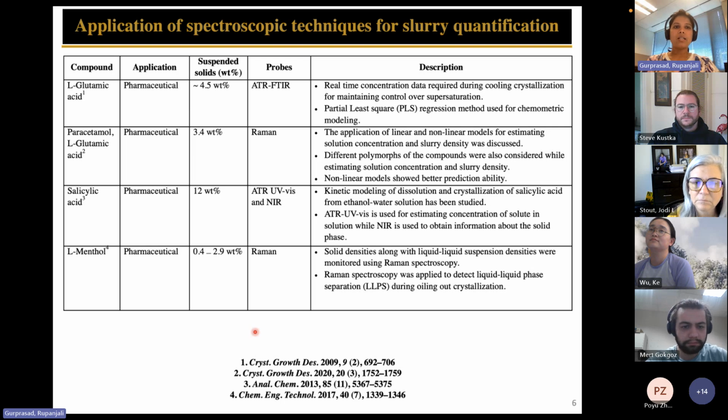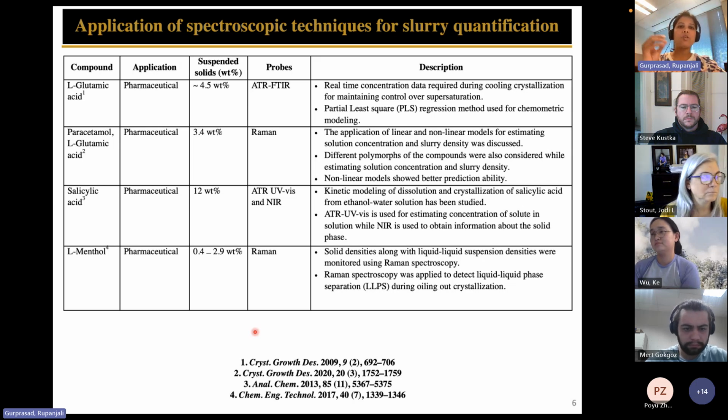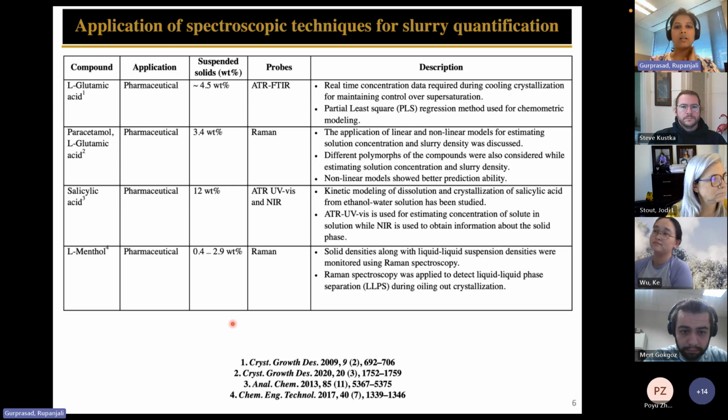Before we started to apply these spectroscopic techniques for nuclear waste slurry quantification, we did a quick literature review to see in what kind of applications these probes have been applied, and if there is a mention of how much suspended solid was actually present in these slurries. This is, of course, not an exhaustive table. I'm showing just a part of a very long table that we had. But essentially, the takeaway from the table was that most of the applications of these spectroscopic techniques have been restricted to the pharma industry.